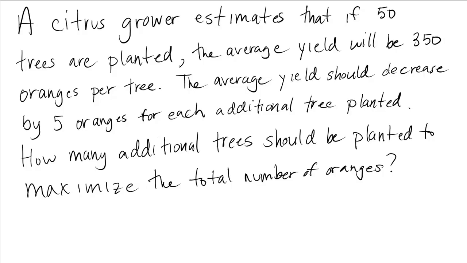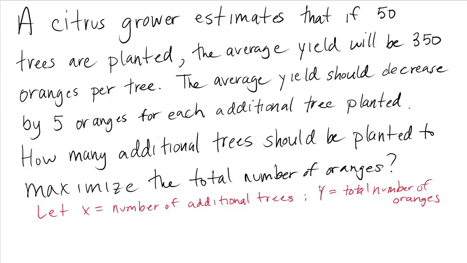When we pick our variable here, you might be tempted to use O for oranges, but that might look like a 0. So let's just be boring and use x. We're going to let x be the number of additional trees. And we're looking for the total number of oranges. I'm going to be boring and pick y.